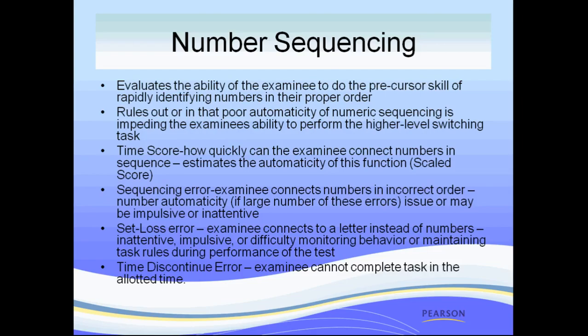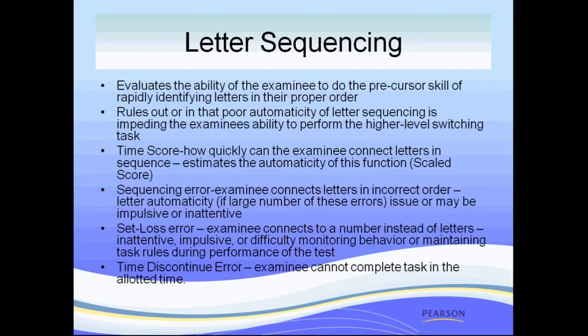Number sequencing is the next skill. It's a precursor skill. Can they just connect numbers in their proper order? And it really measures the automaticity of that skill. If they can't do numbers in order, then you can't use the test. That's what it comes down to. You get, again, time scores and error scores for this as well. Letter sequencing, same thing. Can they put their letters in alphabetical order quickly? Is it an automatic skill? Again, if they're coming out with a scaled score of 1 on their ability to do this, you're not going to be able to show that they have executive functioning deficits.